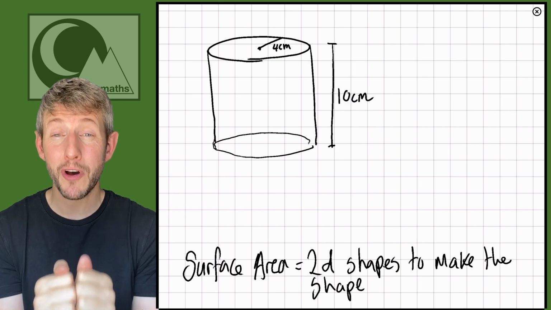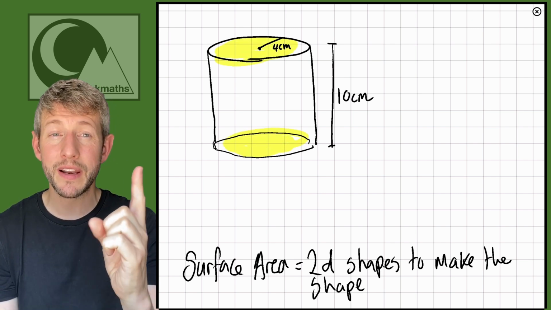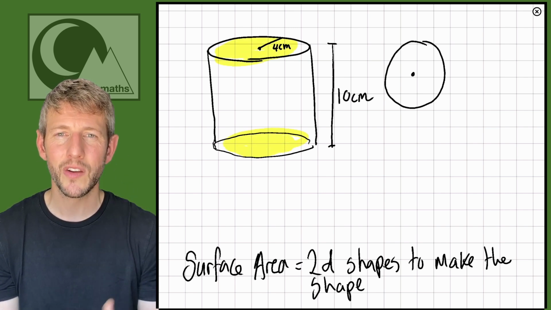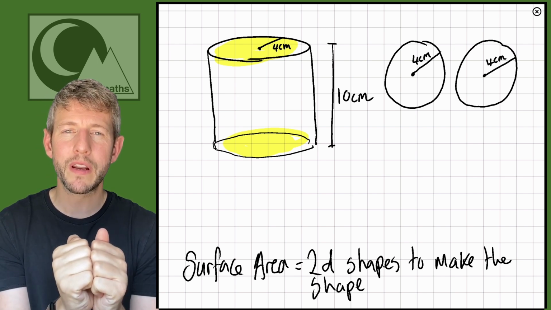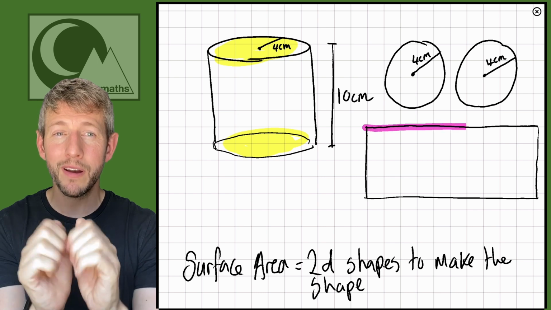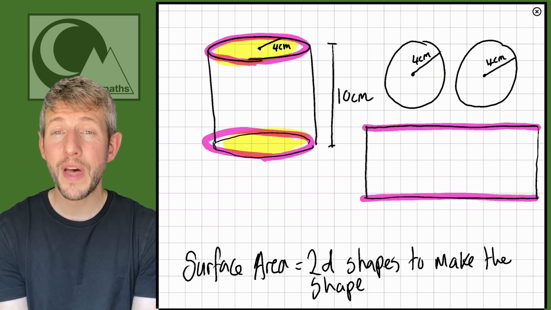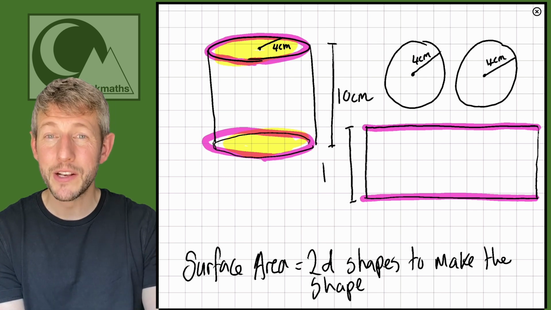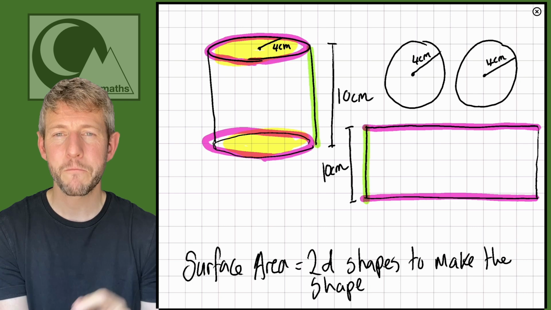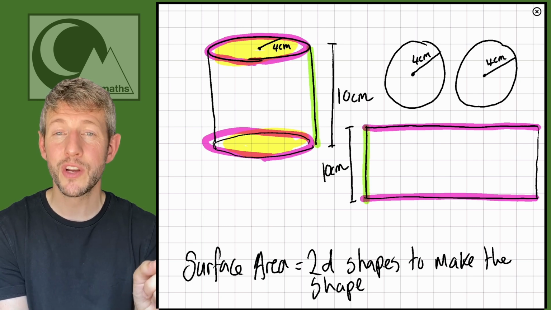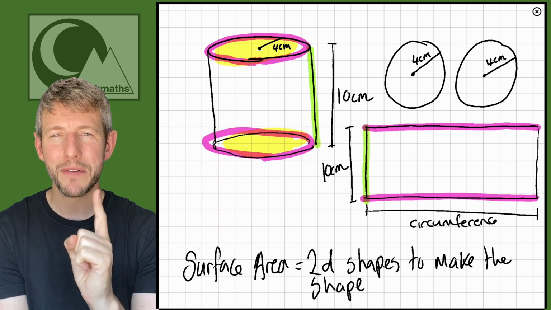Okay, hopefully you've kind of thought about it. And the answer to this is we need two circles. So we're going to need that circle on the top and that circle on the bottom, those circles with radius 4 centimeters. And then we're going to need a piece of paper that we wrap all the way around. So that piece of paper is going to have one dimension, which is the height of this cylinder, which we've said is 10 centimeters, and one dimension, which is the circumference of the cylinder. And that's something we're going to have to work out.